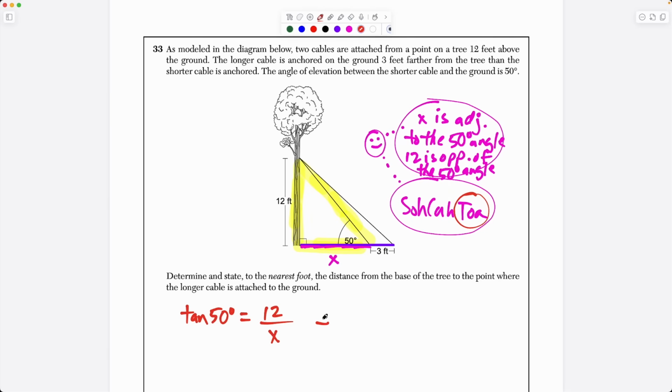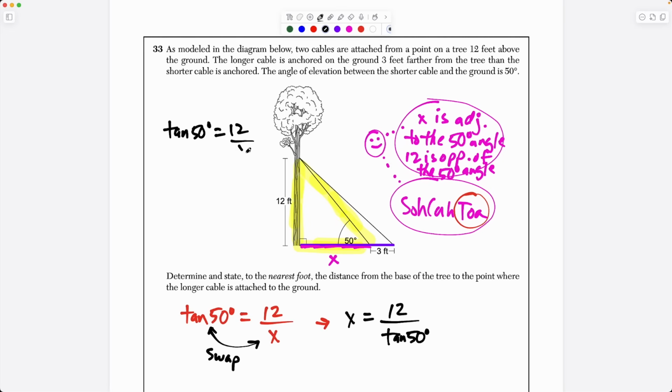Okay, so we get here, and then the algebra could get a little tricky for some, but just know there's a nice little shortcut here. When you have an equation like this, you could just take these terms here, the x and the tangent 50, and you could swap them. Okay, so we could say that x is equal to 12 over tangent of 50 degrees.